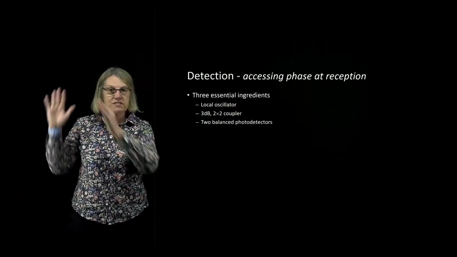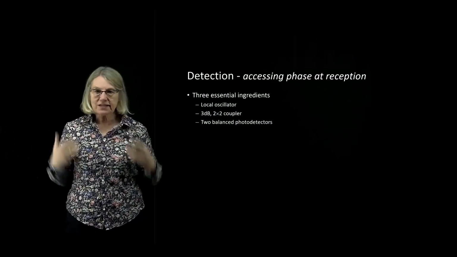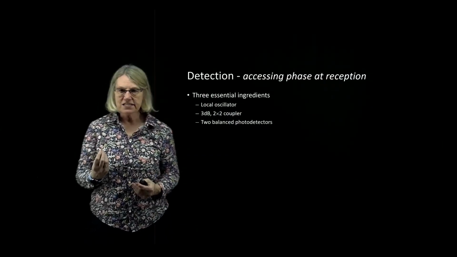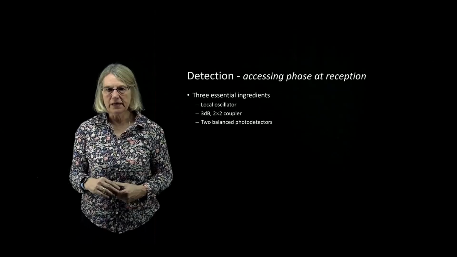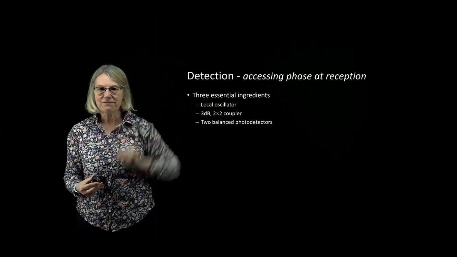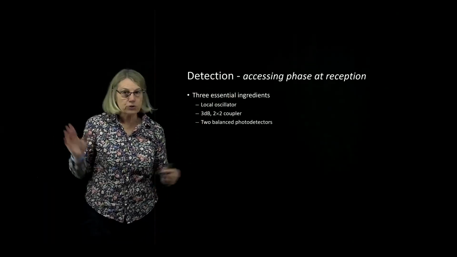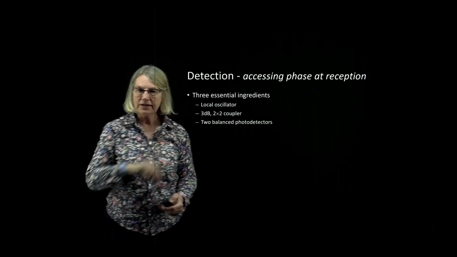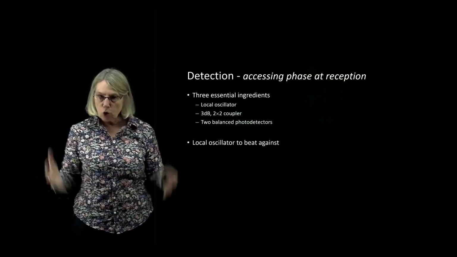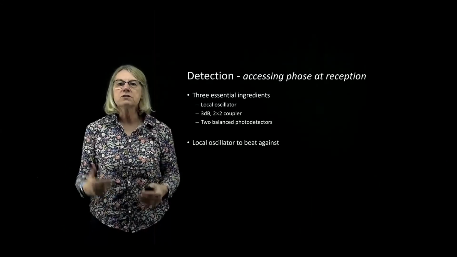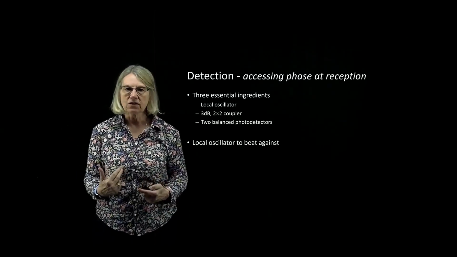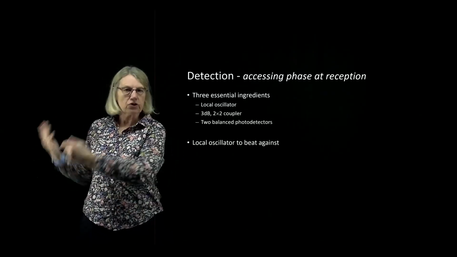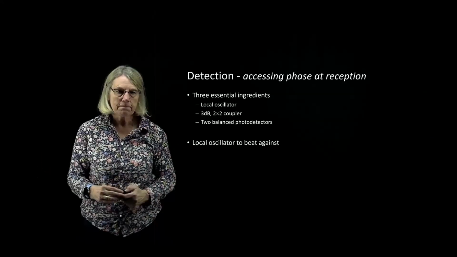Detection. Okay, that was the transmitter side. How is it that I get to detect the phase that I'm modulating in my QPSK? So how do I access the phase at reception? I told you earlier there are three essential ingredients, and let's take them one at a time again. We have the local oscillator, which we're going to use to beat against our incoming signal. The local oscillator is just another laser located at the receiver.